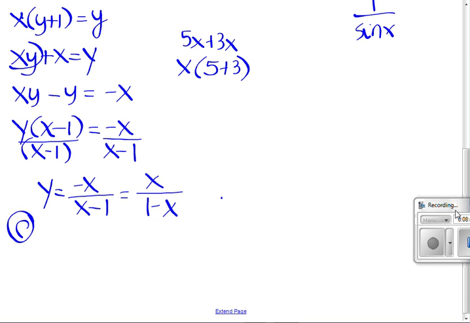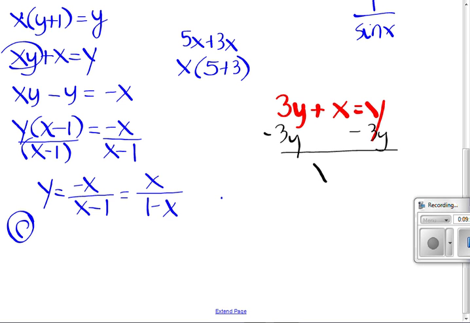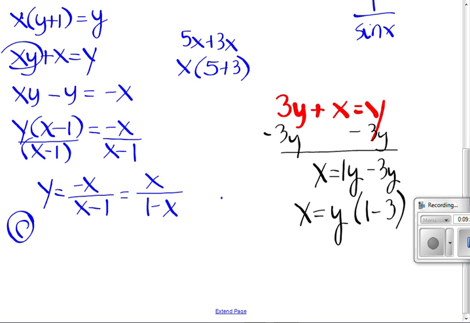Nope, I have a y over here. You have to get all the y's alone. Let me put it this way. If you had this, you don't have y by itself, do you? What would you do? You would subtract 3y. And so you get x equals y minus 3y. And, you know, it's negative 2y, but you can do it because you factor.